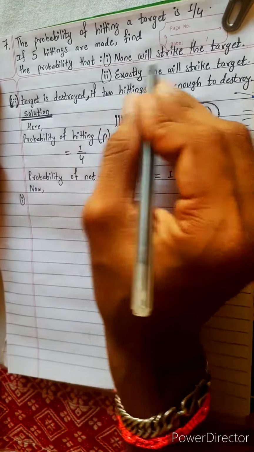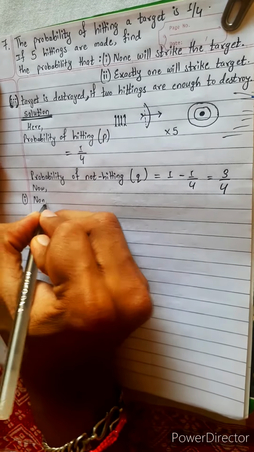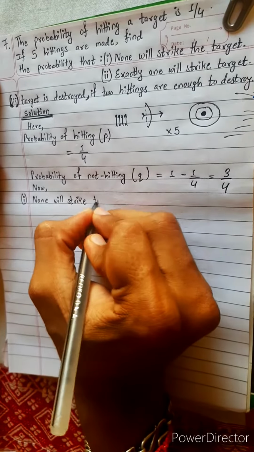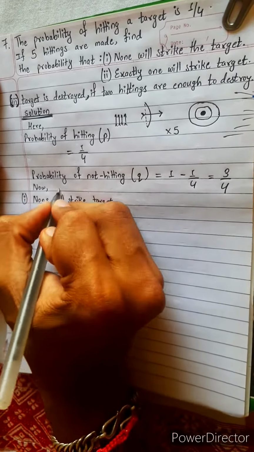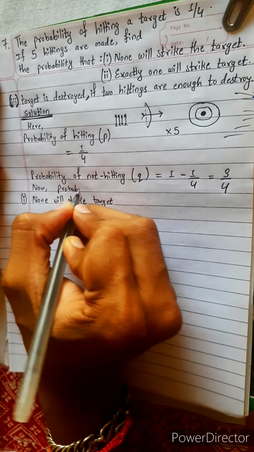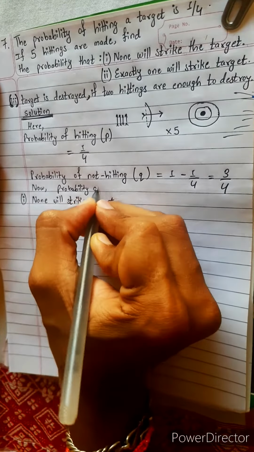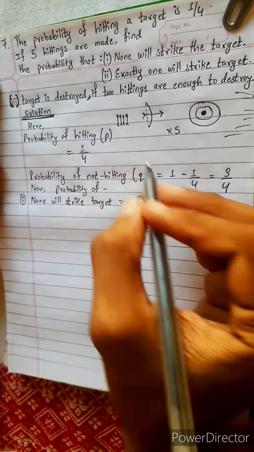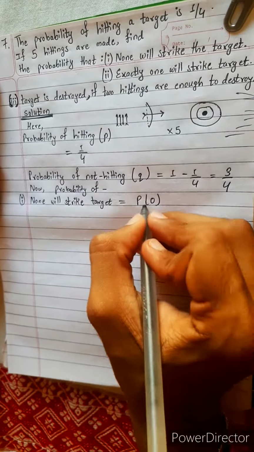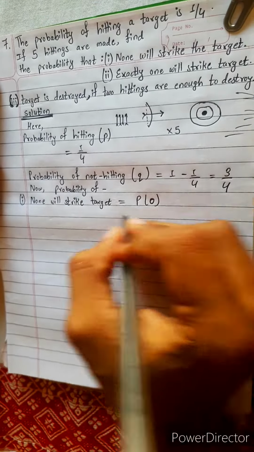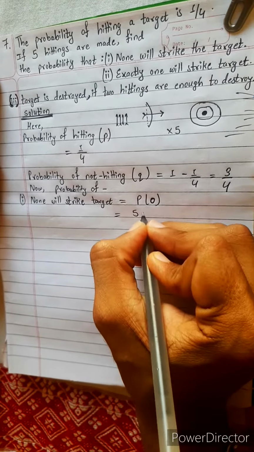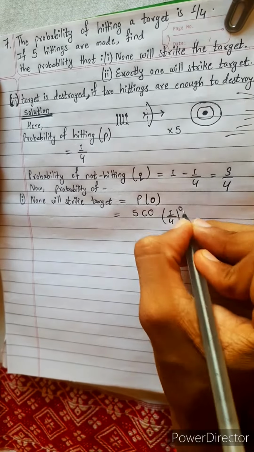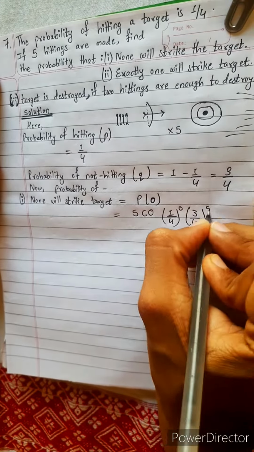What is it asking? None will strike the target. We have to write probability also. Probability of none will strike the target is given by probability of 0, because from here, no arrow will strike the target. 0. Now use the formula: nCr, p power r, q power n minus r, where p is 1 by 4.